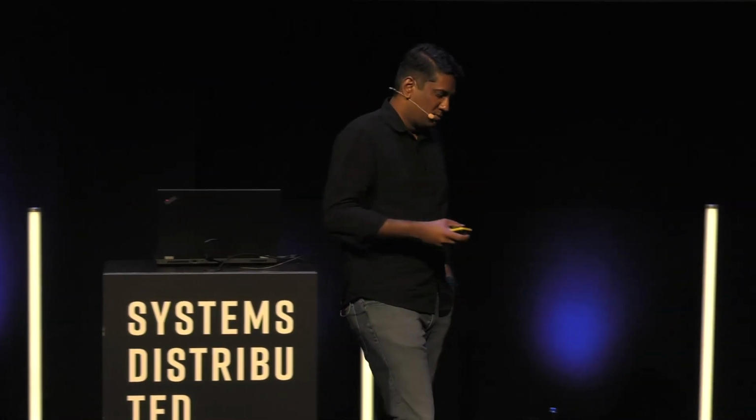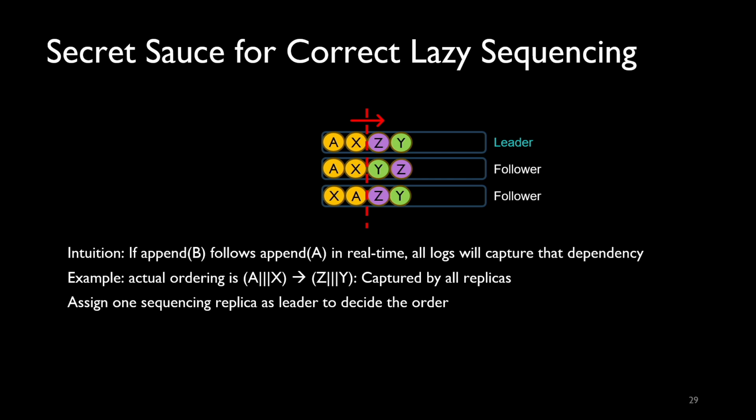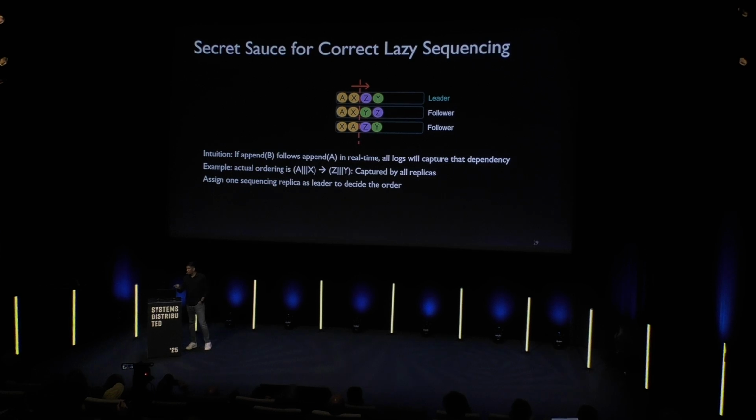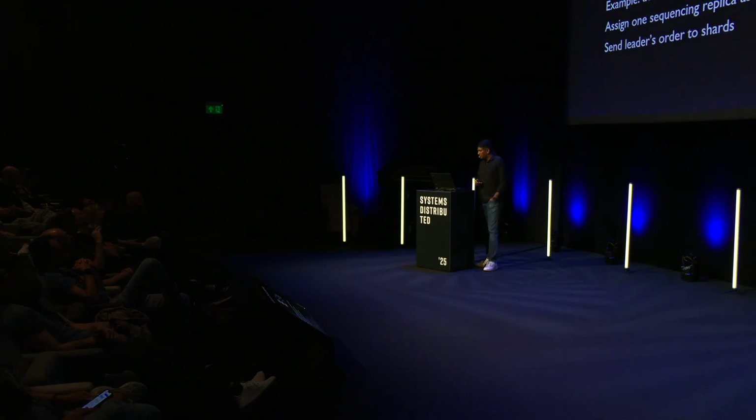To break the ties, because we have different orderings across the metadata replicas, we just choose one node as the leader, and we take that node's ordering. All of these orderings are correct, by the way. All of them respect the real-time linearizability requirement. It's just convenient to choose one node, and then say that that is the order. So we send this order to the shards, right?